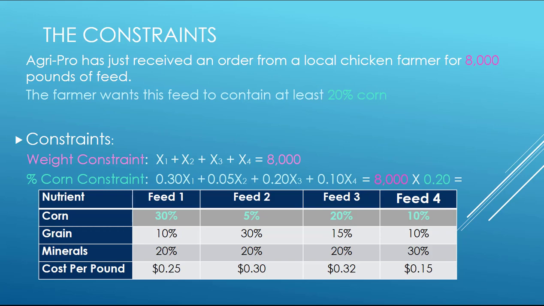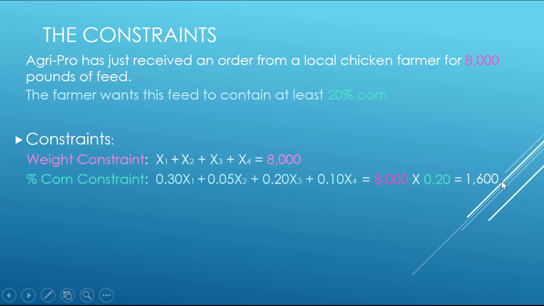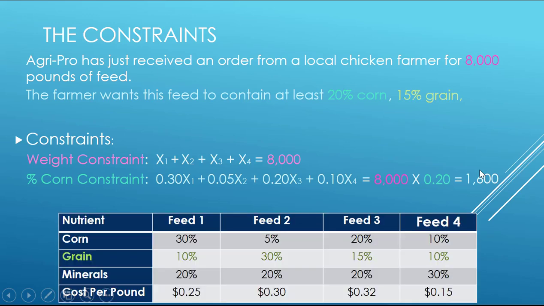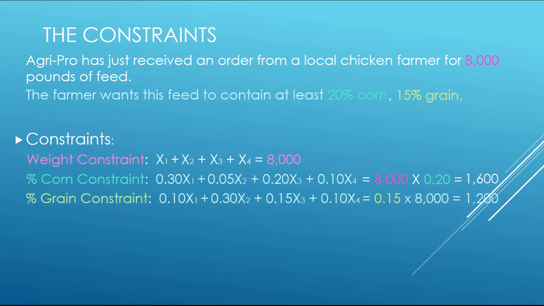Now, it's given as a percentage, 20%. We take 20% of that 8,000 pounds, and that gives us 1,600 pounds of corn that we need in our mix. Carrying on, the farmer wants 15% grain. Same idea, let's look at those percentages of grains and go through our grain equation: 10% x1, 30% x2, 15% x3, and so on. And again, 15% grain out of the 8,000 pounds gives 1,200 pounds of grain required.